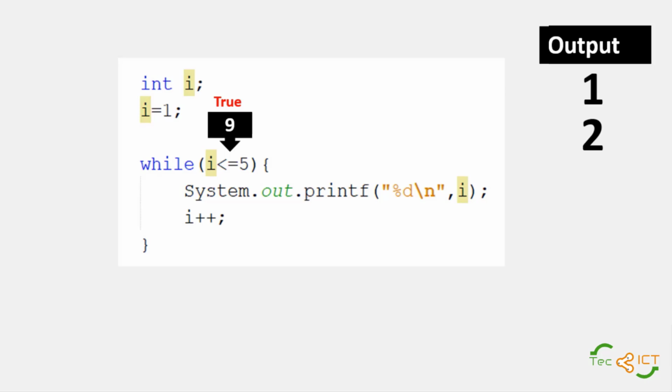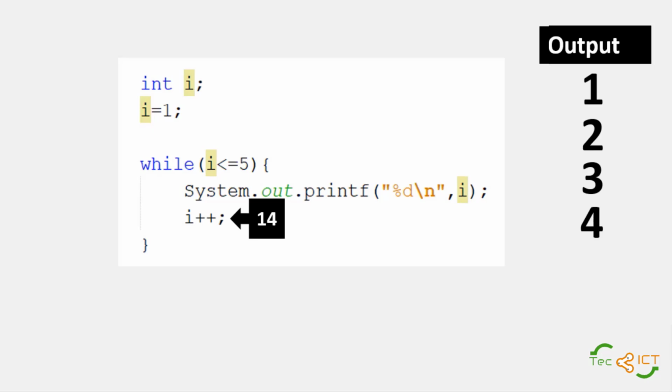Since the condition is true, the loop is still in execution. And the statement prints 3. And I++ increased the value of I by 1. Now the I is 4. Again, it checks the condition. 4 less than or equal 5 is true. Then the print statement prints 4 and I is increased by 1.